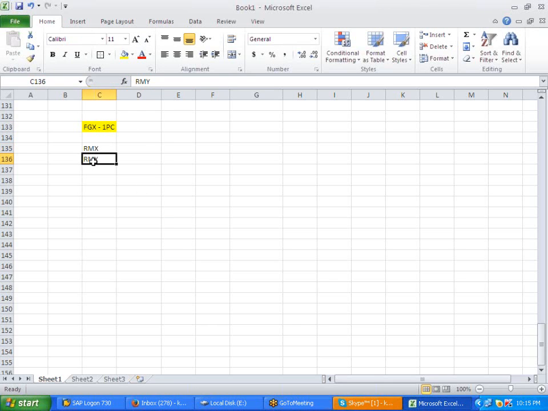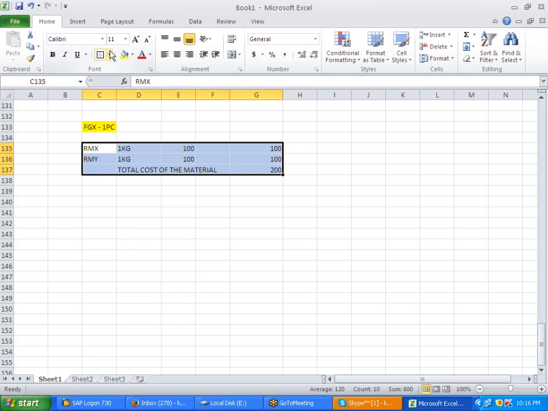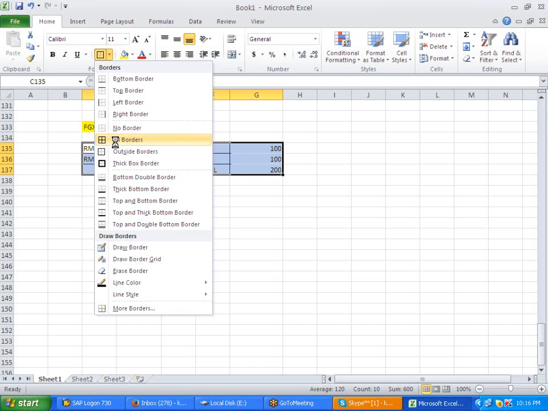This raw material X and raw material Y, I need 1 kg, 1 kg. The cost for this is 100 and this is also 100. So 1 kg into 100 is 100, right? This is also 100, right? So this is the total cost of the material. How much? 200. Okay, till here we are fine. This is the cost. Next.